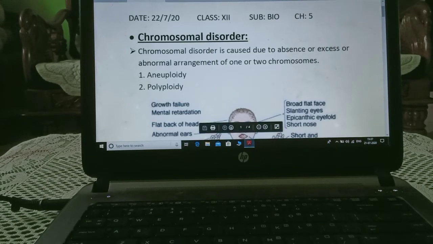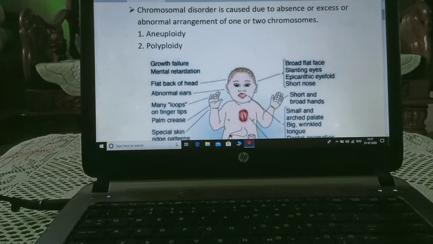Hi students, today we are starting our next topic, that is chromosomal disorder. Chromosomal disorder is caused due to absence or excess or abnormal arrangement of one or two chromosomes. These two disorders are aneuploidy and polyploidy.